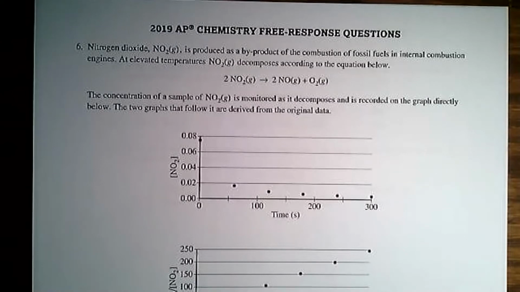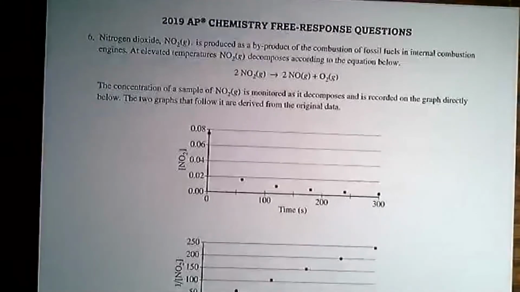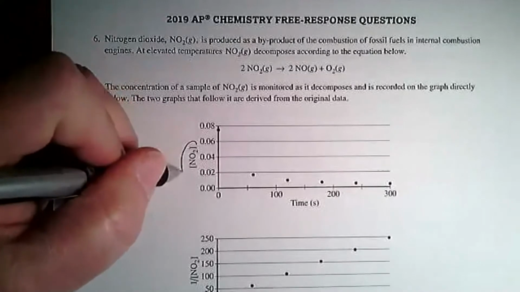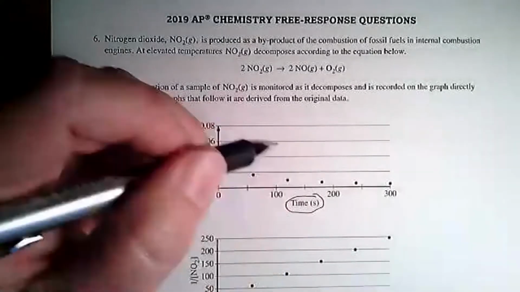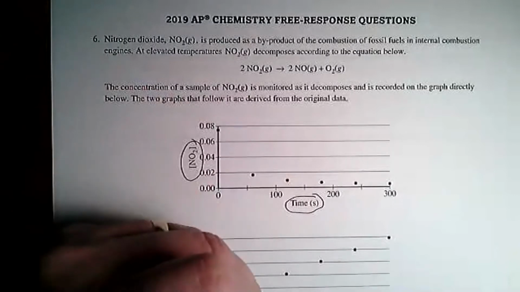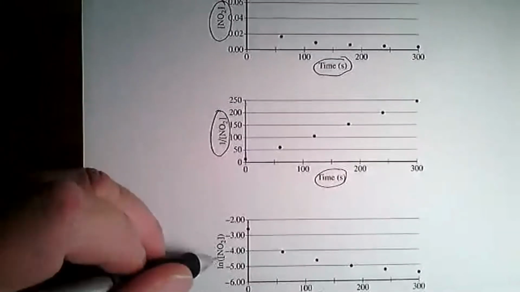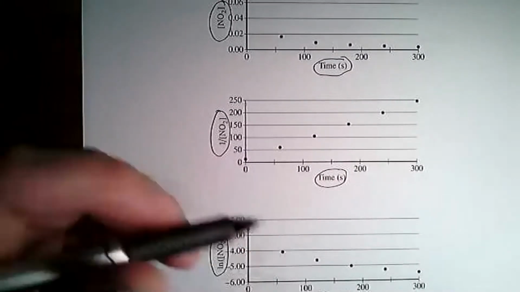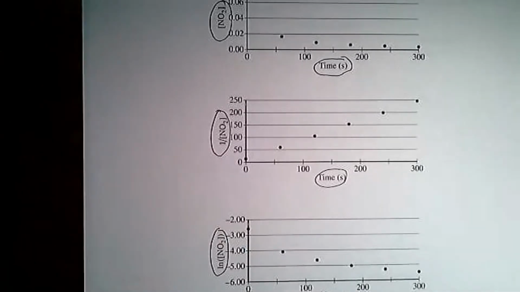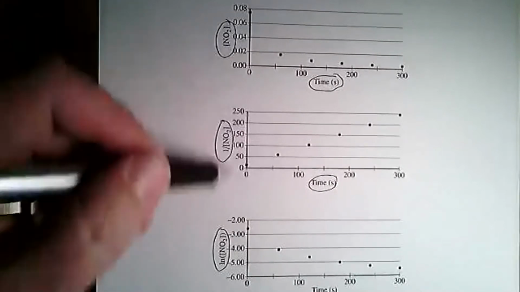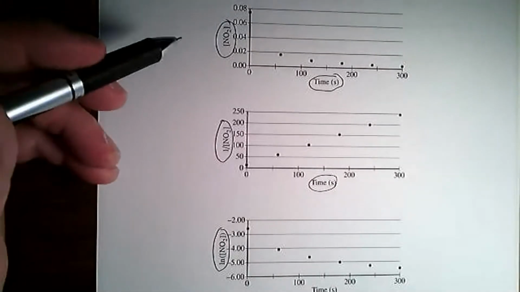So what did I say about graphs? I said, look at the labels on the axes first and foremost. This is giving me concentration versus time, all right? This is 1 over concentration versus time. And this is the ln of concentration versus time, okay? Now, immediately, again, when I see these, I'm thinking that this is going to be a reaction rate question because these are the graphs we look at for reaction rate questions.